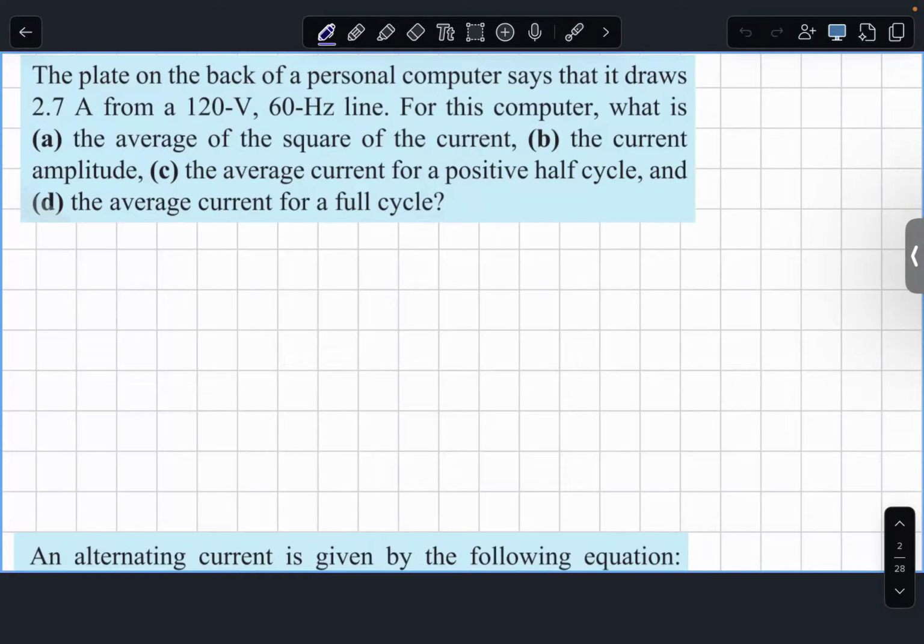Right. Let me work on this. So quick questions. We will work very fast.